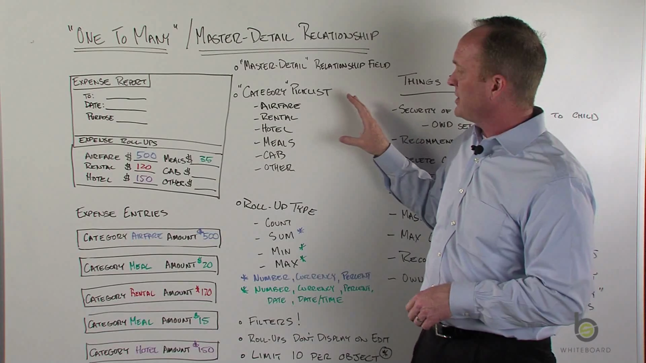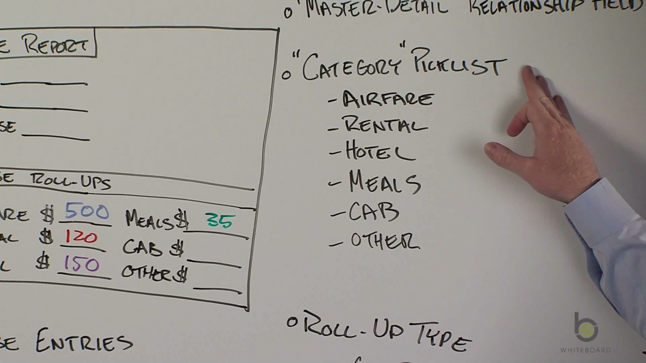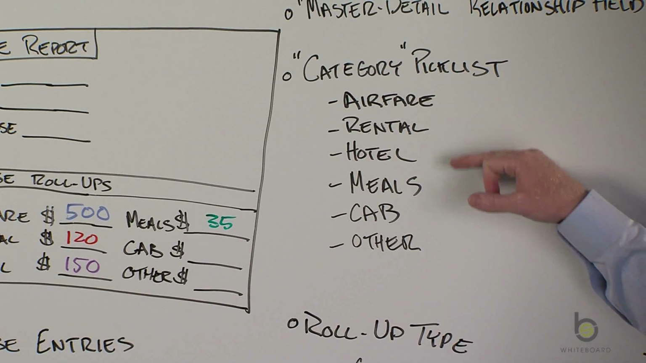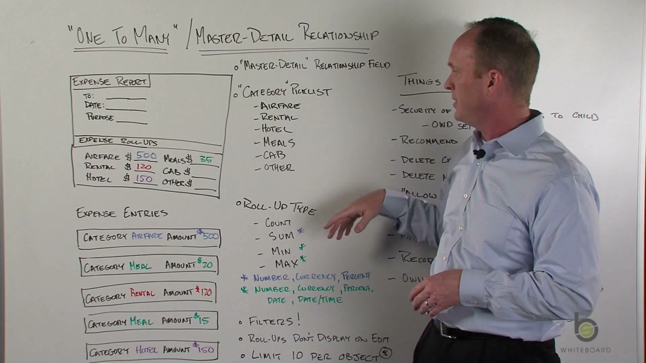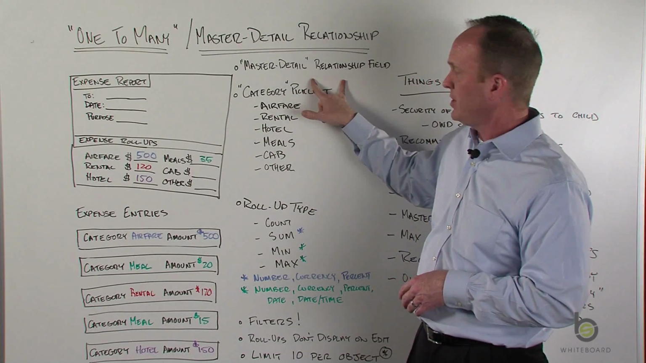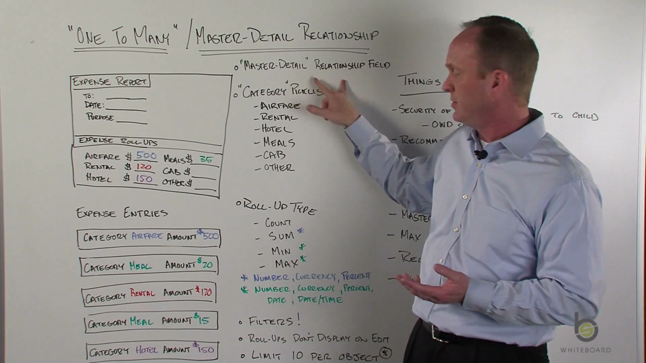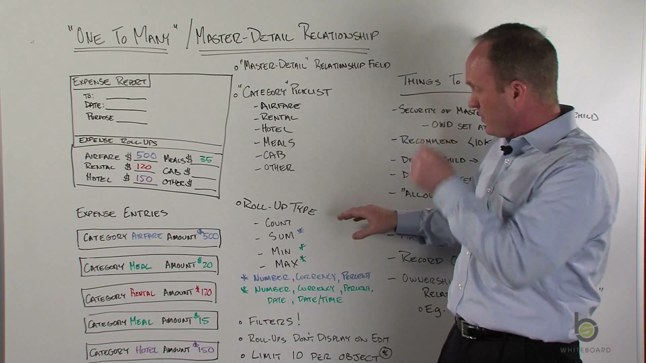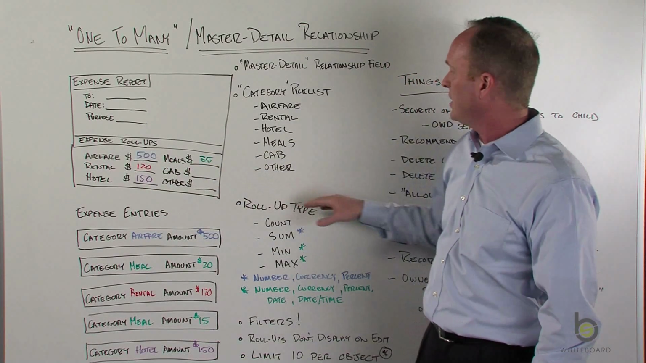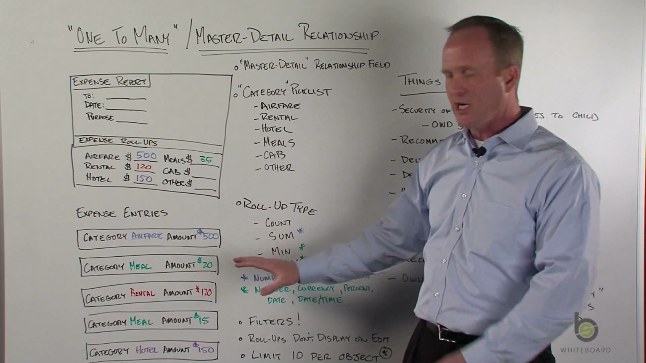So on my expense entries custom object, I have a pick list called category, which is allowing me to segment my entries into airfare, rental car, hotels, meals, etc. Once I have this master detail relationship established, I now have a new field type called a roll-up summary field. So what I'm going to do is put fields to summarize my airfare, meals, etc. using roll-up summary fields and tabulate information from my child records.